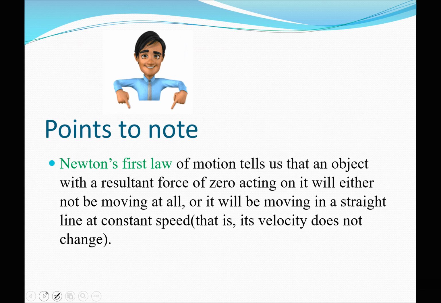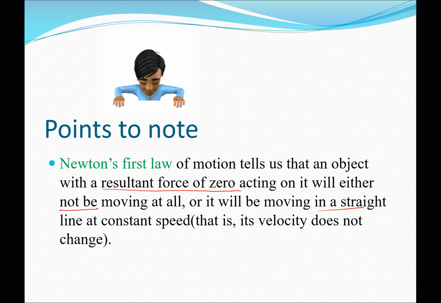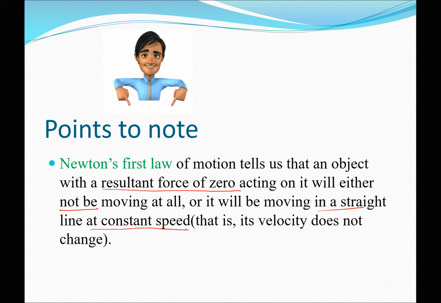Number one, remember Newton's first law of motion. It tells us that an object with a resultant force of zero acting on it will either not be moving at all, or it will be moving in a straight line at a constant speed. So there are two options here according to Newton's first law. Either the object is at rest, where the resultant force is zero, or the object is moving in a straight line at a constant speed. But then this object is moving in the first place. It is not at rest. And second, it is not moving in a straight line.